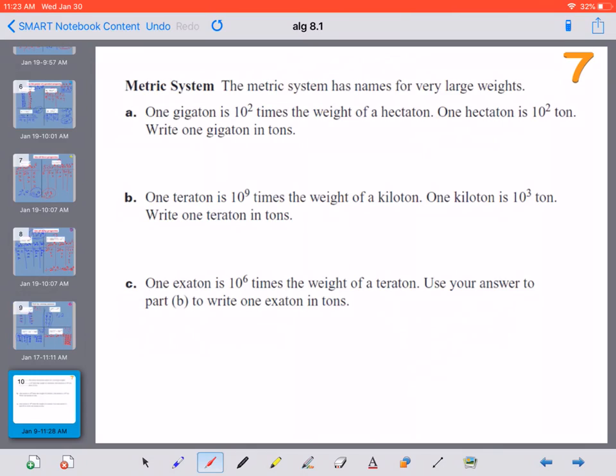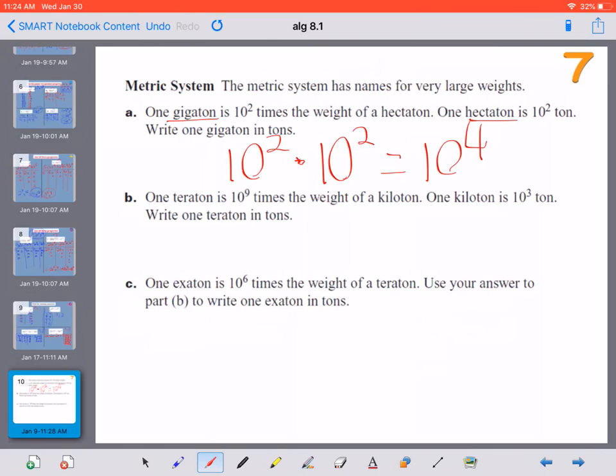Last problem, it says the metric system has names for very large weights. A, 1 gigaton is 10 squared times the weight of 1 hectoton. 1 hectoton is 10 squared tons. Write 1 gigaton in tons. So we got to take our hectoton, which is 10 squared. Our gigaton is 10 squared times the weight of a hectoton. So times 10 squared. So that's saying we have 4 tens. So 10 to the 4th is 1 gigaton.